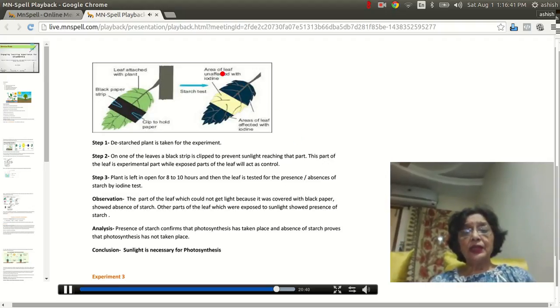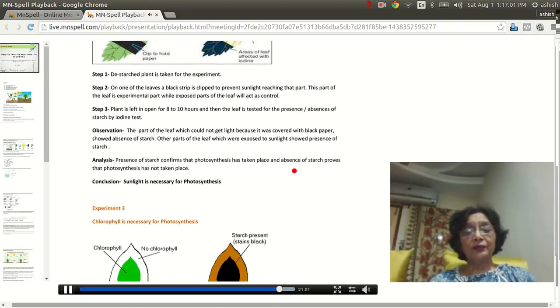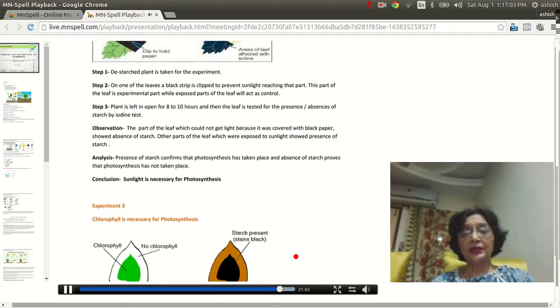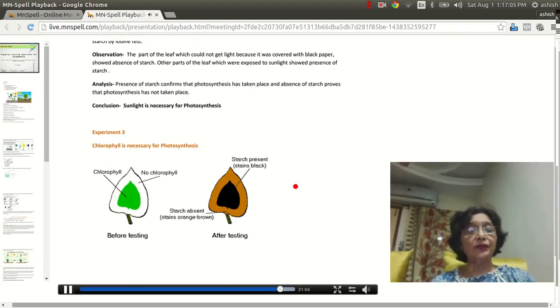We will see, can you see the second leaf, where there is an area which is turning blue-black, and it is that area which was exposed to sunlight, and then there is an area which is colorless. It is this area which was covered with a strip, not getting sunlight. And this again confirms that if sunlight is not there, photosynthesis cannot take place.